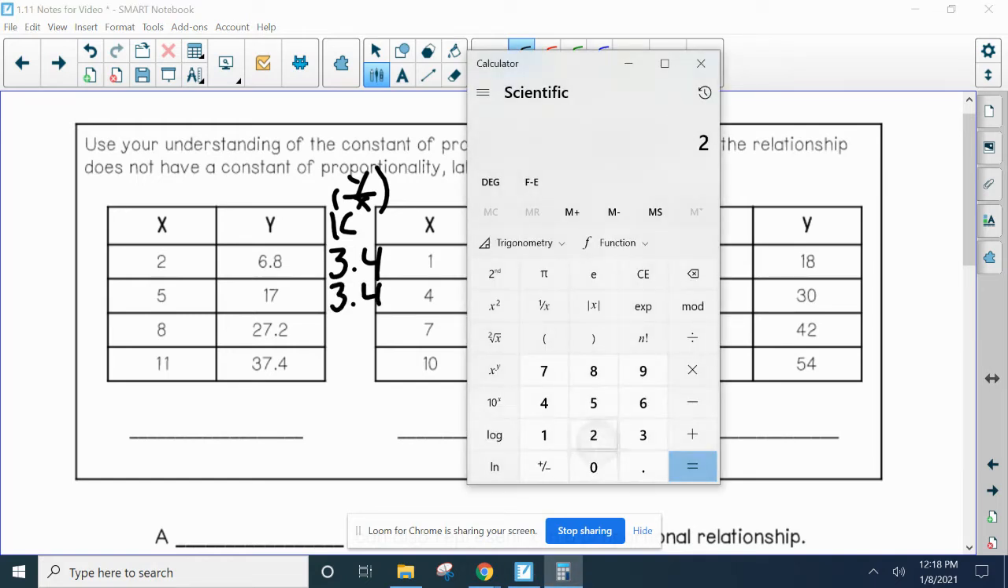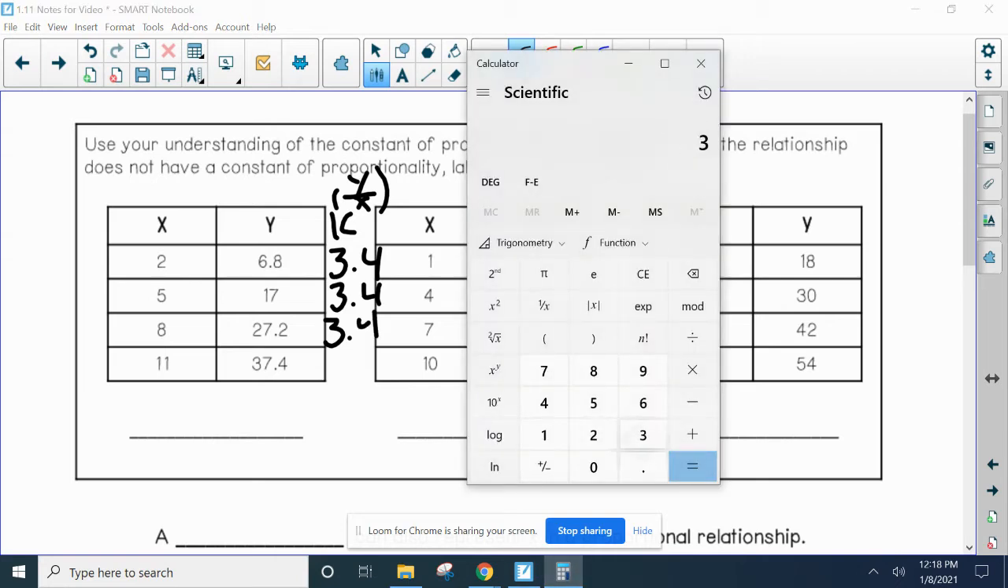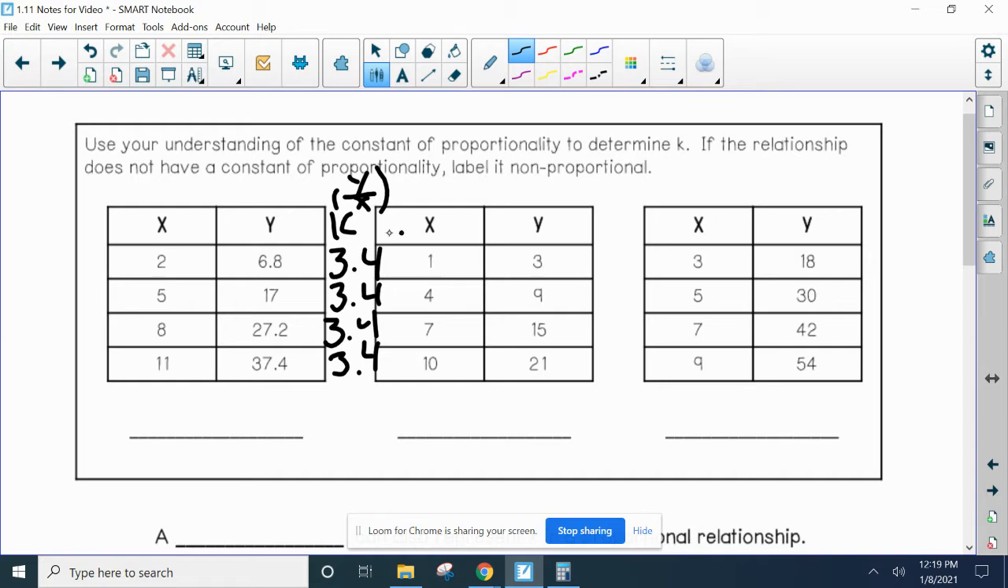We have 27.2 divided by 8 is 3.4. And we have 37.4 divided by 11, again, 3.4. So we have the same constant of proportionality. Is this a proportion? Yes, it's proportional because we have the same constant of proportionality. Proportional. And we know it's proportional because they all have a constant of proportionality of 3.4.